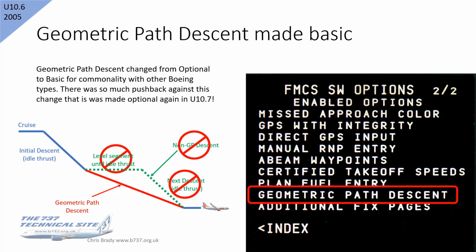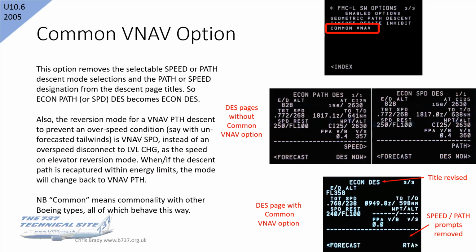So actually, I'll come on to it later on in 10.7. This was made optional again, just to keep us all happy. Common VNAV option. This is an option, so it isn't standard, although it is actually standard on all other Boeing types, which is where the word common comes from.